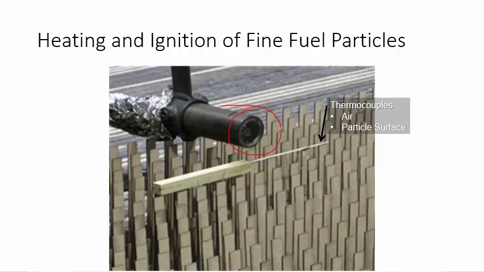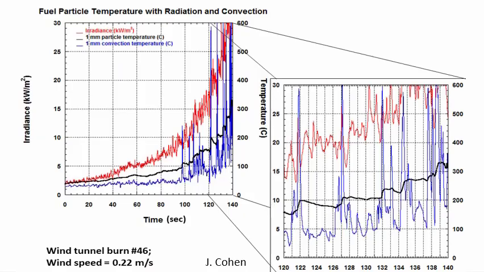This is a time series showing the history of what happens to these instrumented particles. We're just looking at the fine one; we're not even dealing with the thick one in this. We have time on the x-axis, and on the y-axis, we have irradiance.